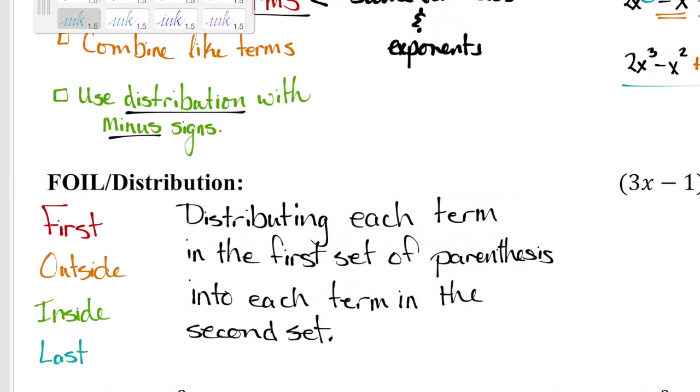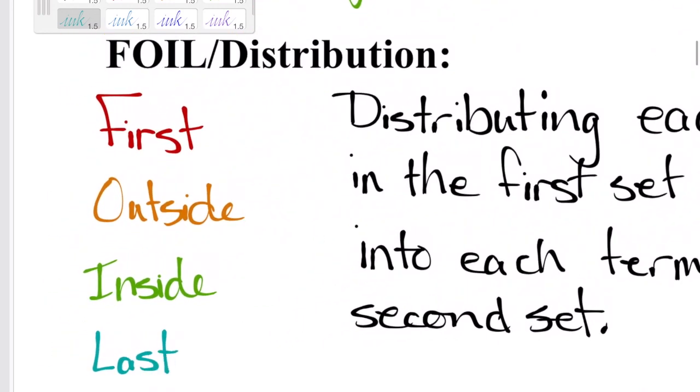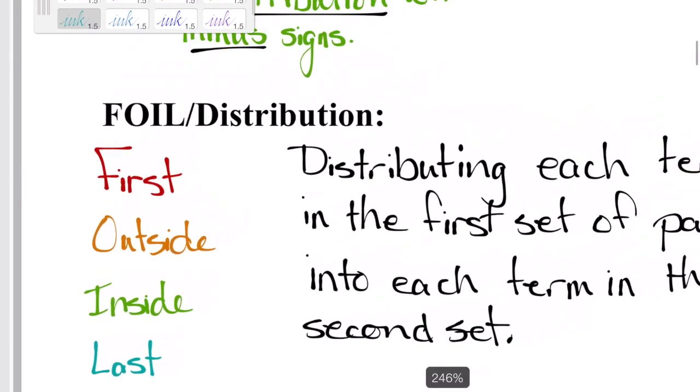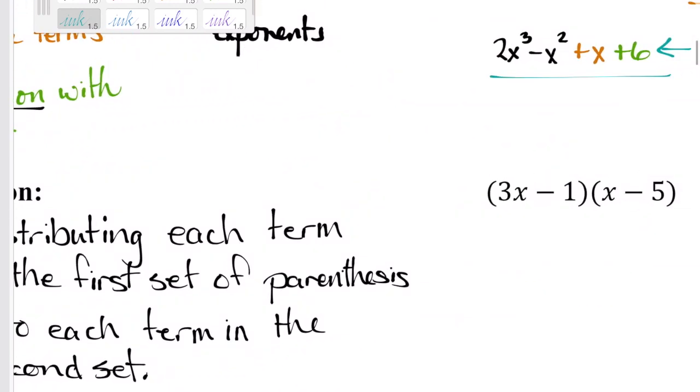I like to use the distribution method, which just means that I'm distributing each term from the first set into everything in the second. So the first term gets multiplied by the first and second term in the next set of parentheses, and so on and so forth. You could have also seen this as FOIL, so multiplying the first, the outsides, the insides, and the last. I don't like this one because it only works with binomials. The distribution method works with however many terms you have.